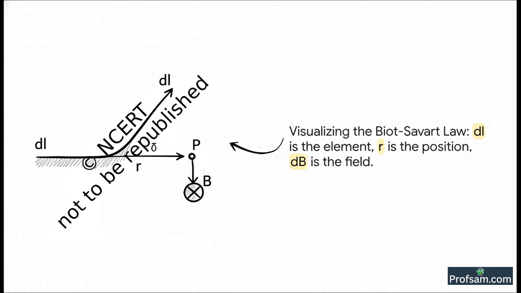Let's break this down using the diagram. It'll make it much clearer. See IDL? That's our tiny current element on the wire. P is the point in space where we want to find the field. r is the vector that goes from our element dl to the point P. And theta? Well, that's just the angle between the direction of the current element dl and the position vector r. And the result? The magnetic field, dB, which is perpendicular to both of them, pointing into the page in this drawing.